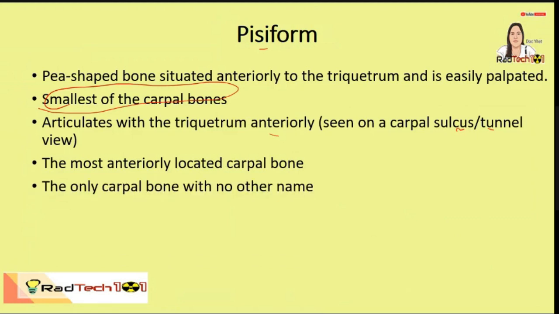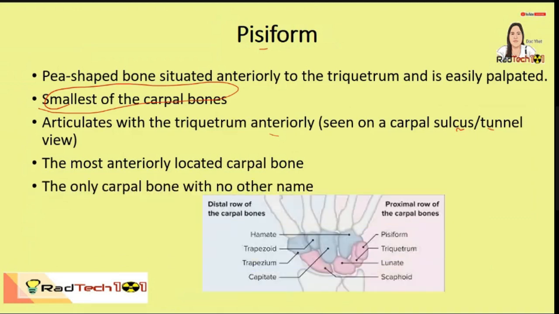Again, as I mentioned, the only carpal bone with no other names. Ito yung ating pisiform. Ito siya. So, madali siyang mapalpate. So, kapag tiningnan mo yung sa ulnar side, yung may projection doon na bone, that is your pisiform, the smallest.